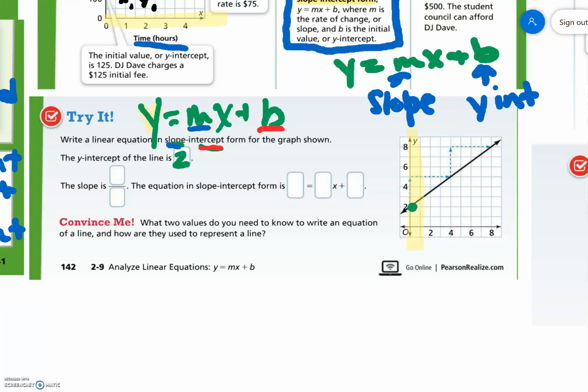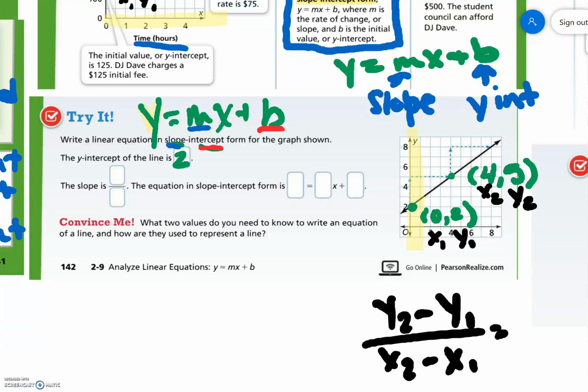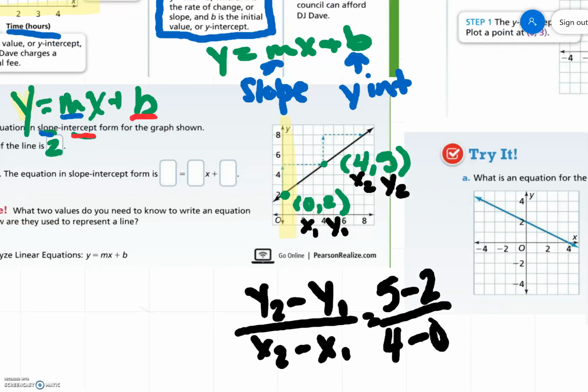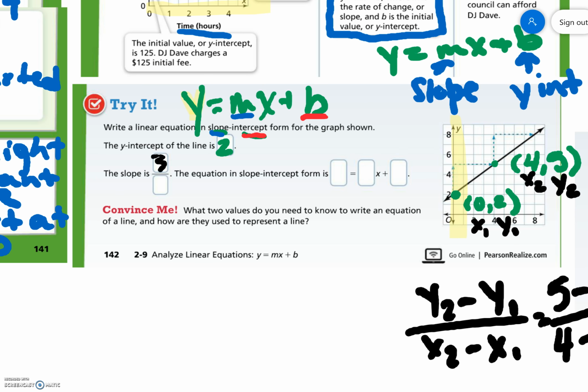The slope, our rise over run. Okay, we can pick 2 good points. So there's a point (0, 2), and here's a point (4, 5). This is my x1, y1, x2, y2. I can use the formula y2 minus y1 over x2 minus x1. My y2 is 5, my y1 is 2, over x2 is 4, x1 is 0. 5 minus 2 is 3 over 4. So my slope is 3 over 4.